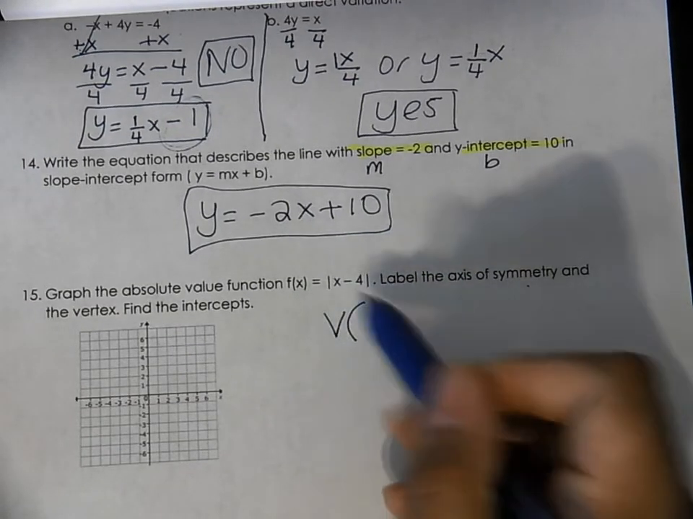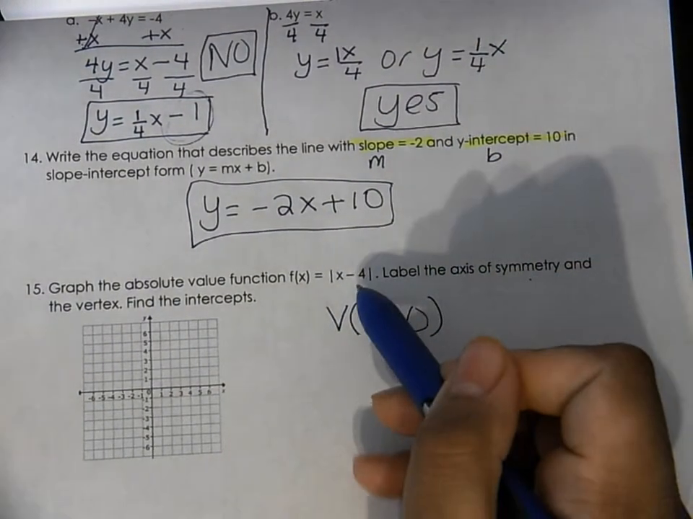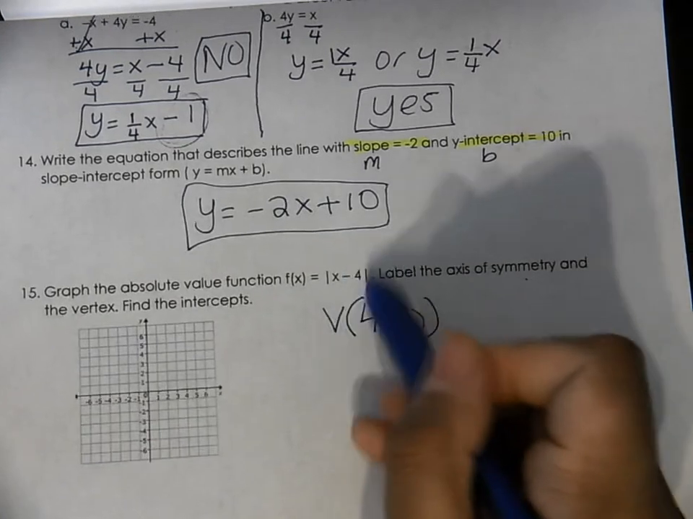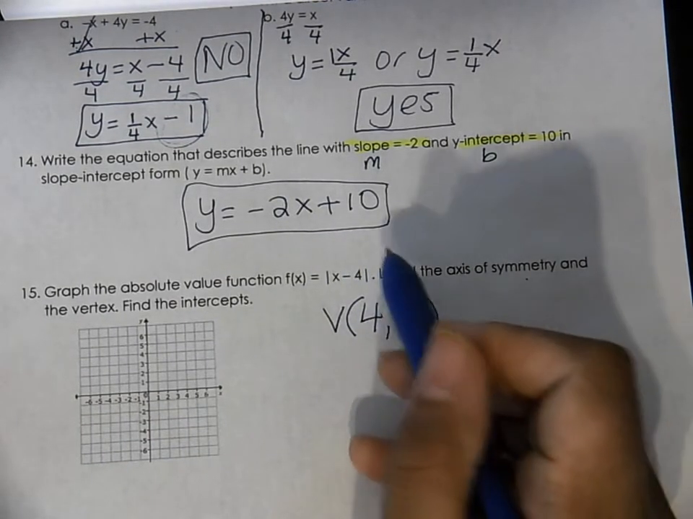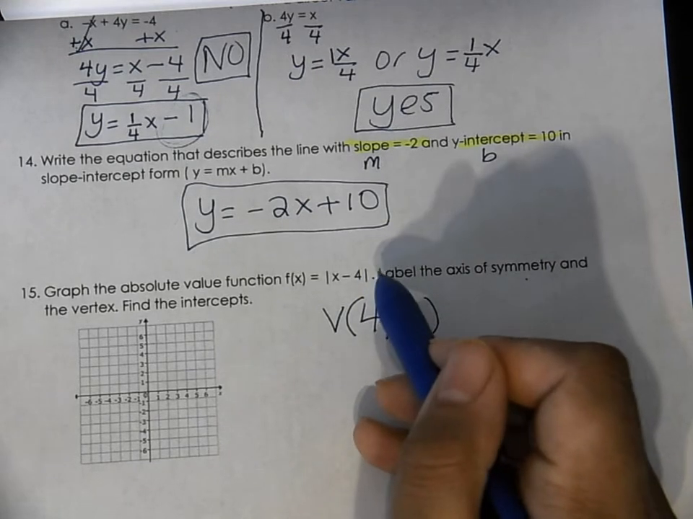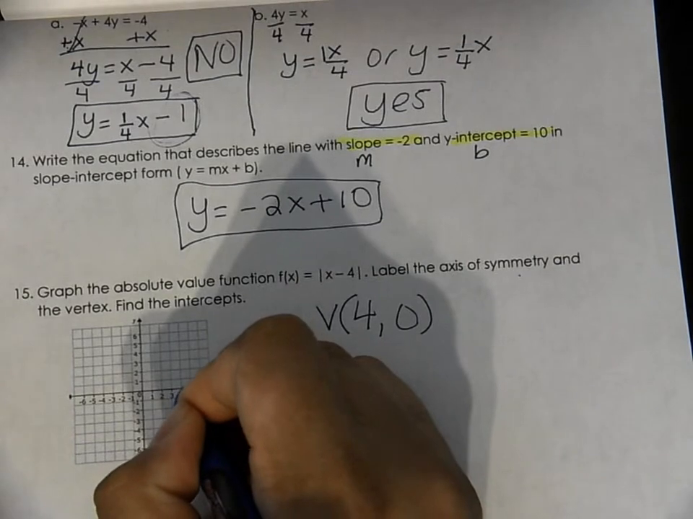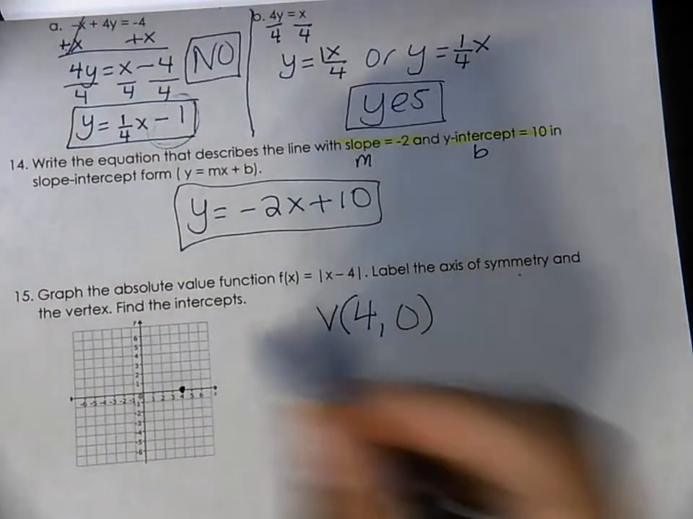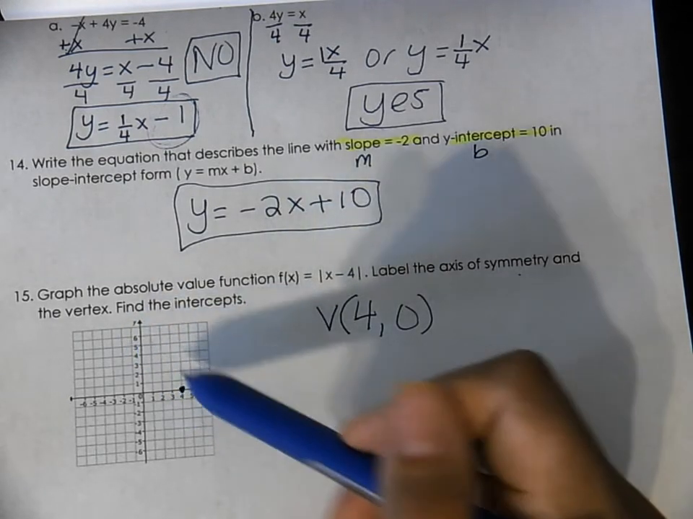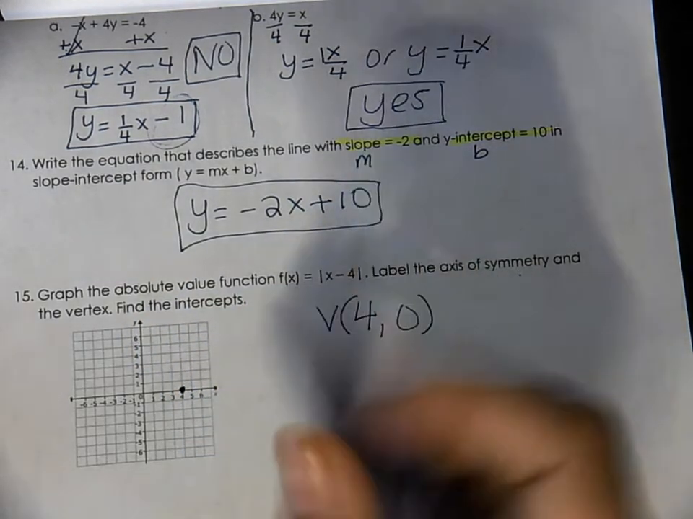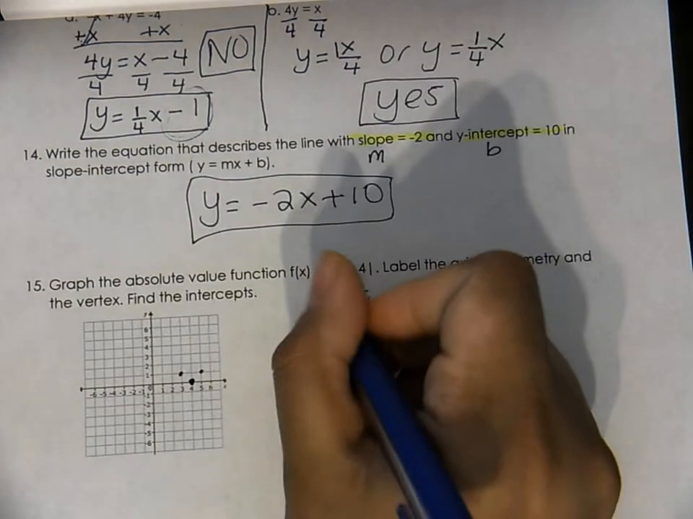So first of all, the vertex is at 4, 0, because you always take the opposite of the thing inside the bars, so -4 turns into a +4, and then there's no k value here at the end. There's no number telling it how to go up or down. So I'm going to put a dot at 4, 0. That's my vertex. Then I can find the y-intercept so that I can draw out the rest of this curve. I can also go up 1, right 1, and up 1, left 1, since the a value is just 1.